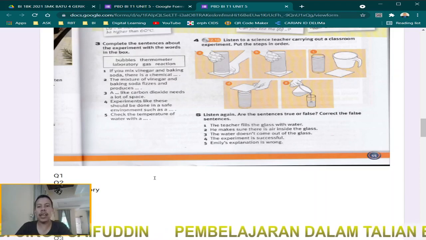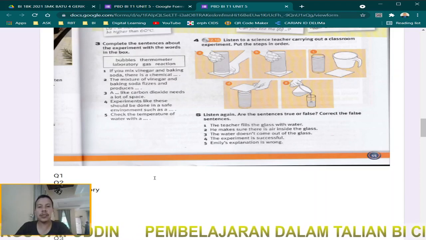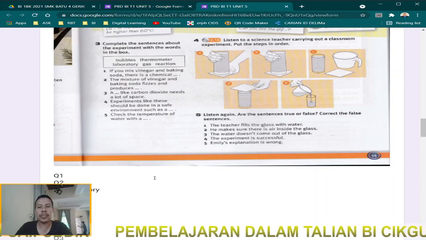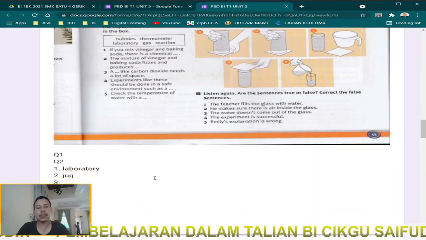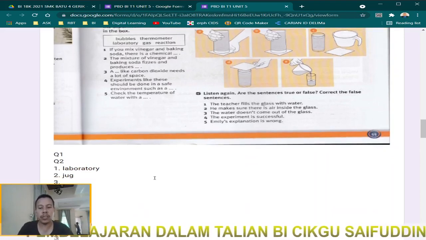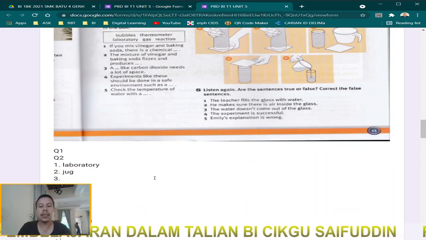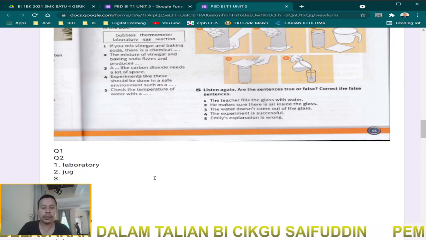Number 3, a blank area like carbon dioxide needs a lot of space. Okay, number 4, experiments like this should be done in a safe environment such as perlu dilaksanakan di tempat yang mana? Tempat yang selamat. Okay, kalau di sekolah, tempat yang paling selamat ialah laboratory.